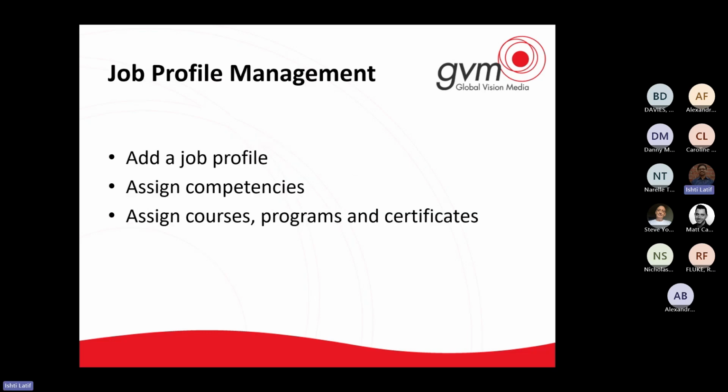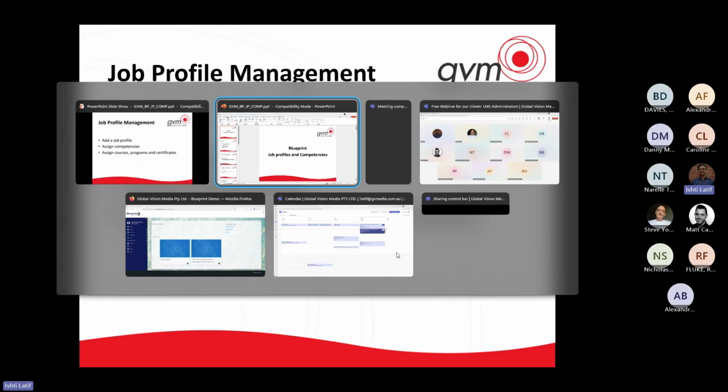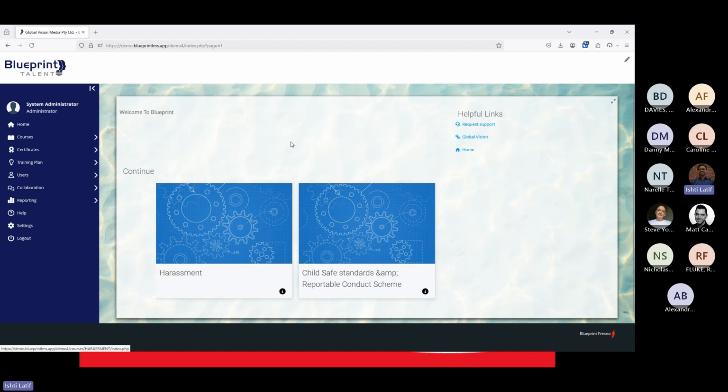First off, let's look at how we add job profiles and assign competencies and courses and programs to it. So I'll bring up my system here. Now, this is your current version of Blueprint Fresno. As you can see, those who have been with us for a while, we have done an upgrade to the UX user interface. And in the next version, this is going to go across further into more features as well.